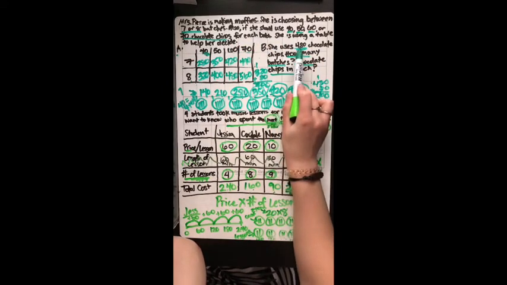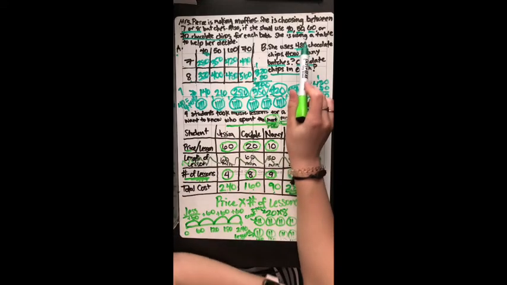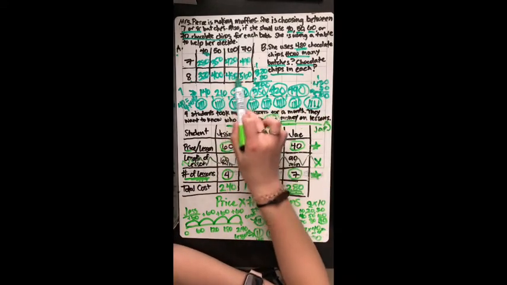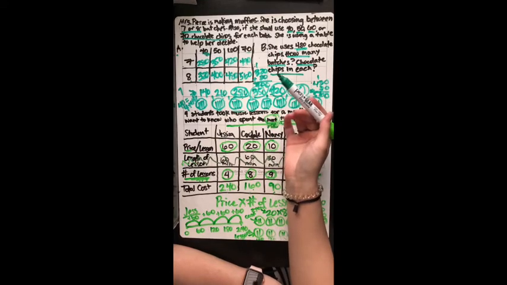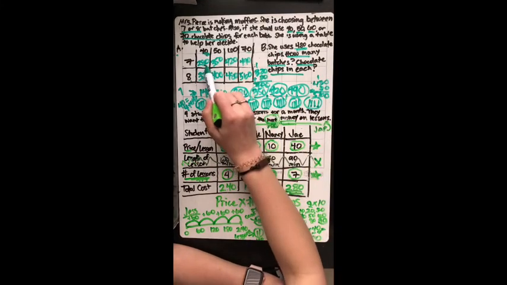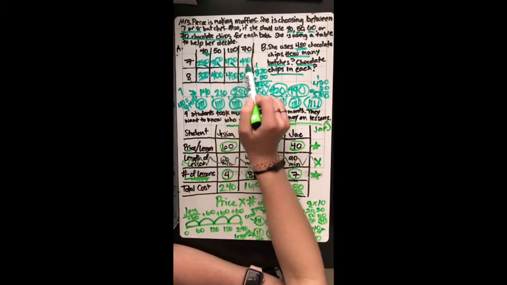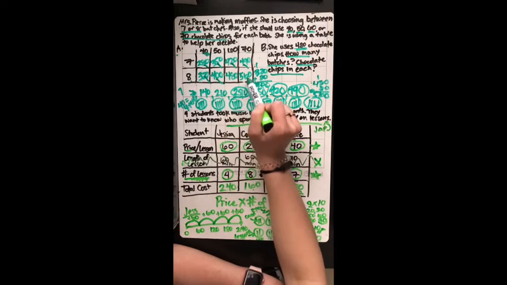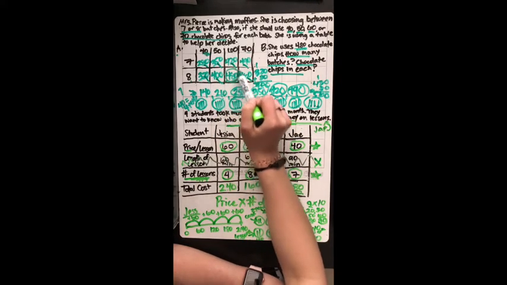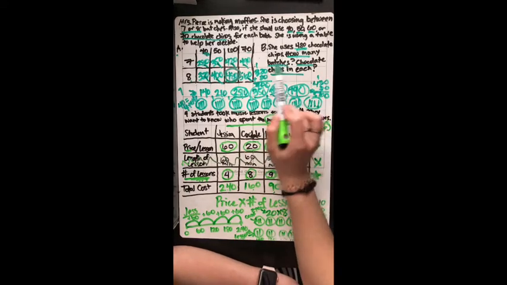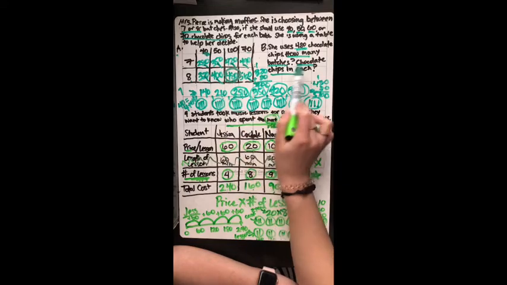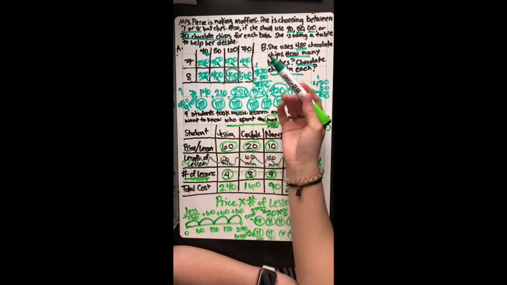It says she used 480 chocolate chips. So now I'm going to go through my table and say, okay, well, where do I see 480 chocolate chips? No, no, no, no. Yes. So how many batches did she choose for 480? How many chocolate chips in each? Those are really my factors here.